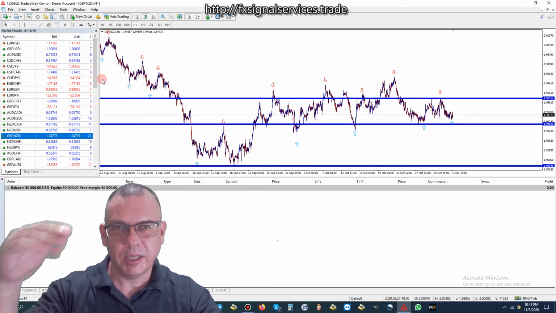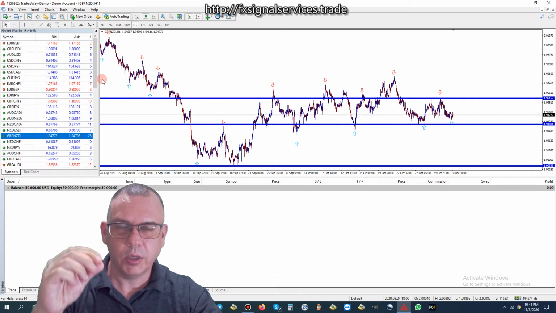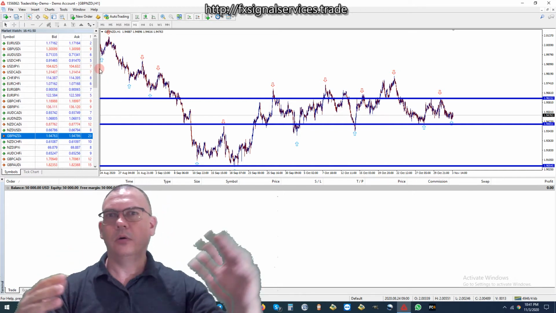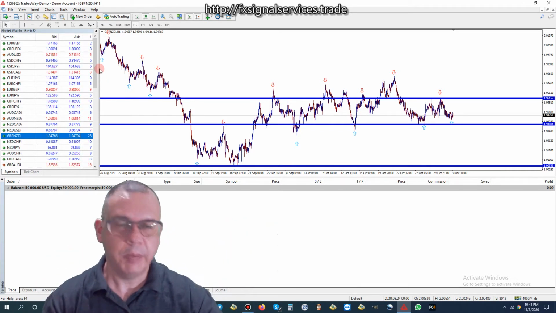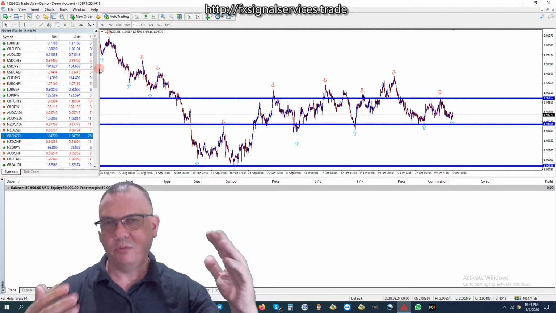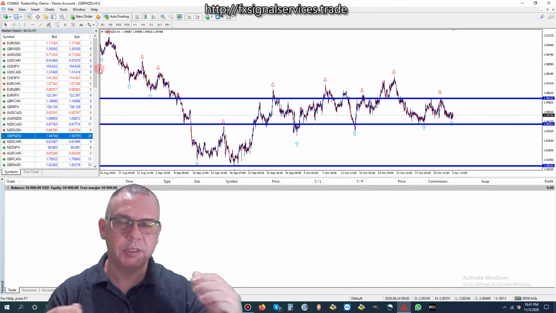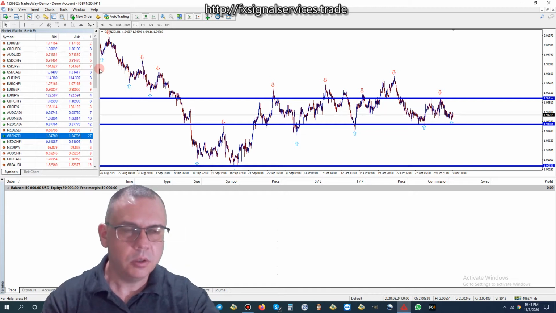So it's better to have a lot of small trades open and close quickly than to have one long trade open for weeks at a time. You might make a lot of money in the long run if you have one single trade, but then you'll have a lot of swap fees digging into that profit. And we don't want that.